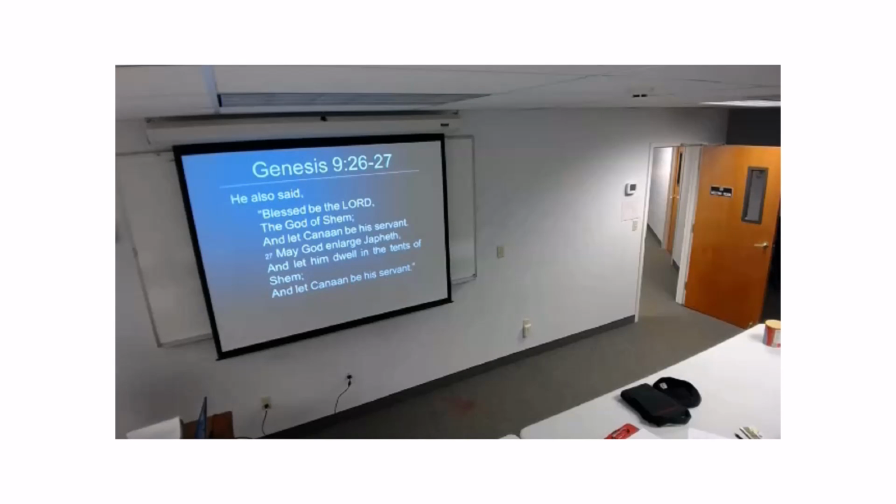And on the flip side, he says, "Blessed be the Lord, the God of Shem, that Canaan be his servant. May God enlarge Japheth, that's the other son, and let him dwell in the tents of Shem, and let Canaan be his servant." And again, the point being that, as the firstborn, Shem is the one who was blessed. Japheth, who also did what was right and honored his dad, he pronounces a blessing upon him. And then Canaan would be the one who is the servant of the other two brothers.